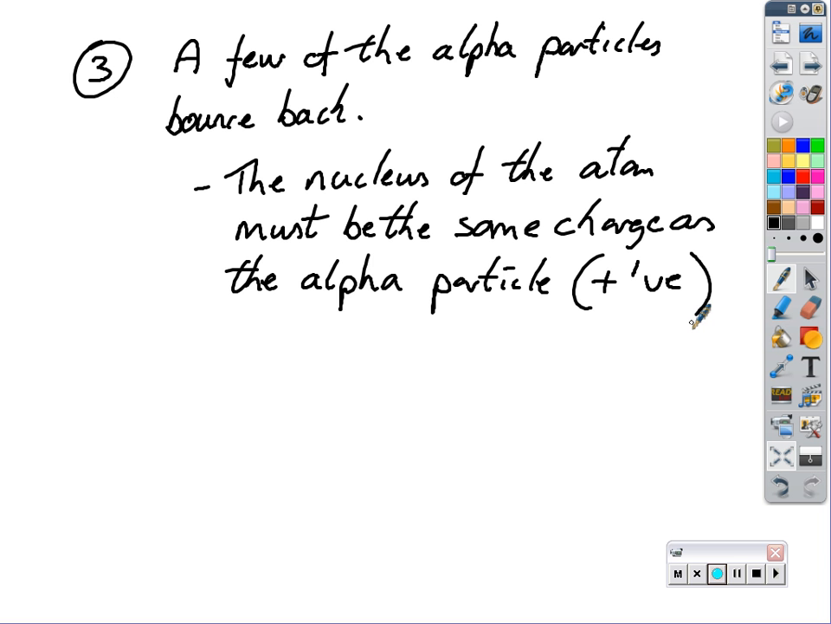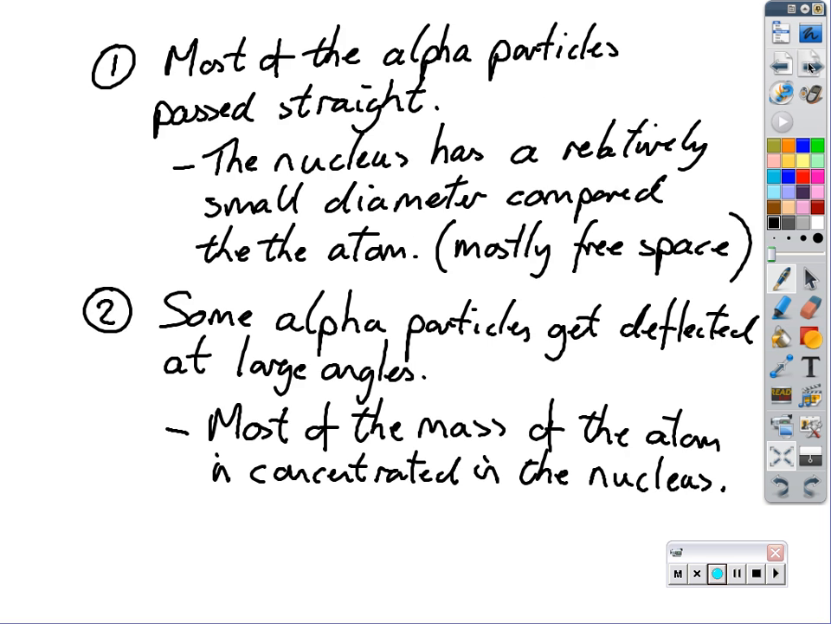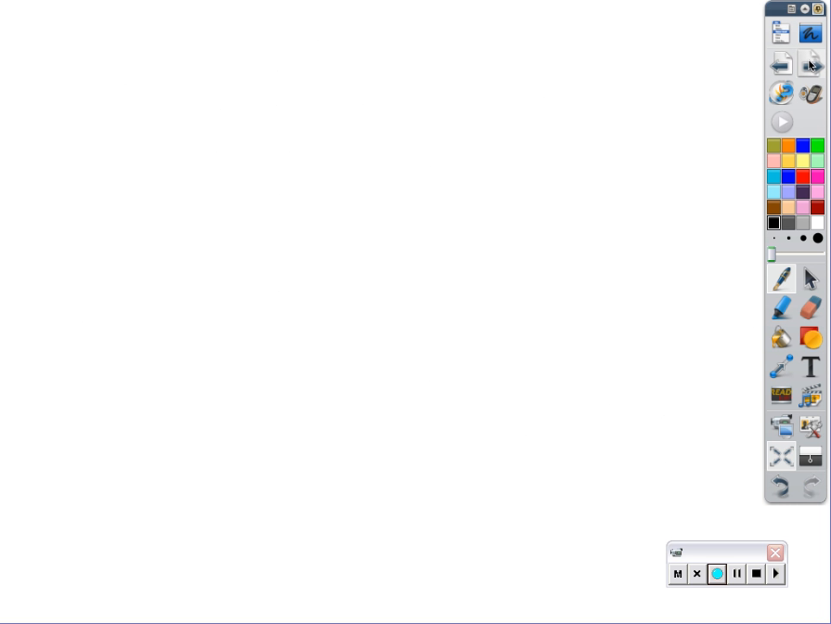Okay, so all about firing alpha particles at a gold leaf, deflecting, and some going straight, most of them going straight through. So we're still staying in the same theme of alpha particles, radiation, atoms. But now we want to talk about radioactive decay.